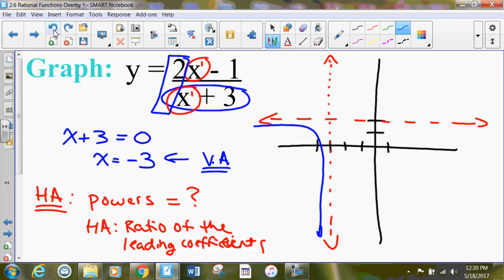Okay, undo that. Or it could look like this, right? So we've got to find out which side is it going to be on? Is it going to be above the horizontal asymptote or below? And the only way we can find that out is if we make a table.